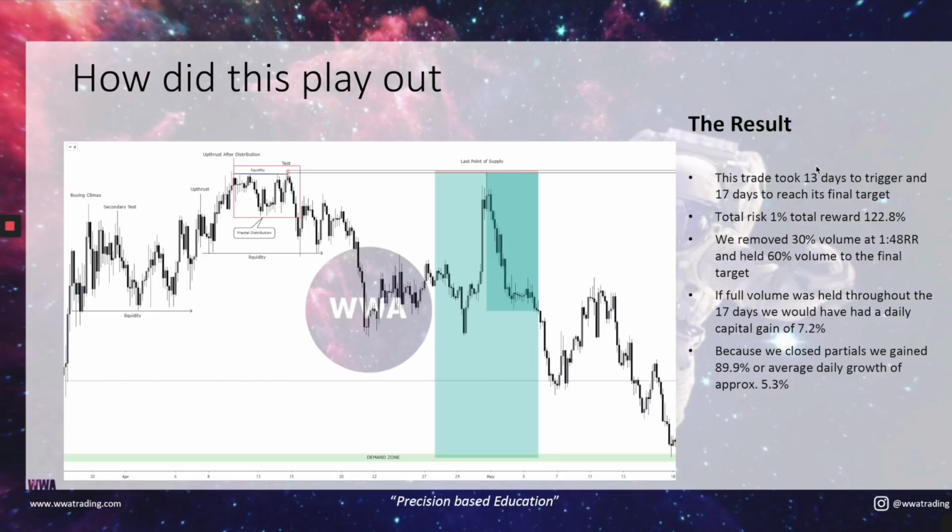So how did this trade play out? Not only were we able to analyze this 13 days in advance, we were able to achieve a 1 to 122 risk to reward in just 17 days. Of course, we don't hold our entire volume for the entirety of that trade. We have ways to manage this trade. In this situation, after a break of structure, we took some volume off because taking partial is very important for your trading portfolio to keep a smooth equity curve and to capitalize and maximize on moves.